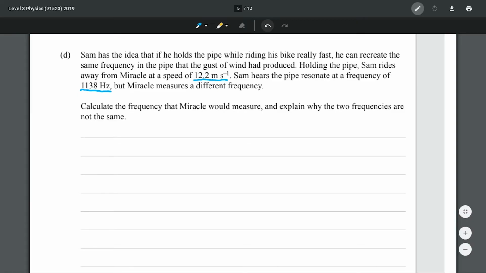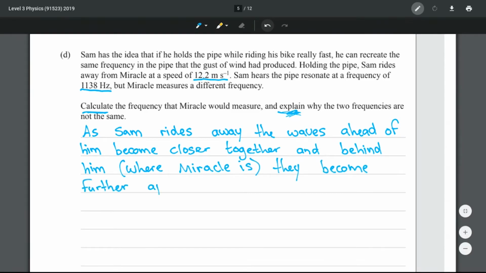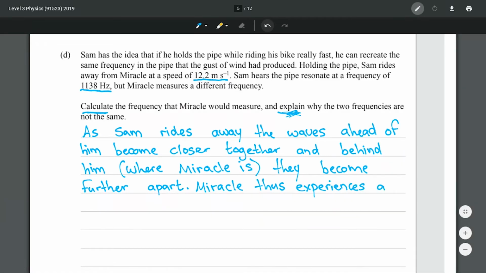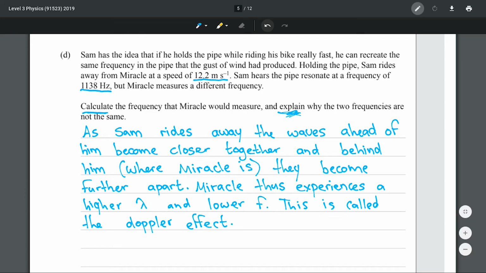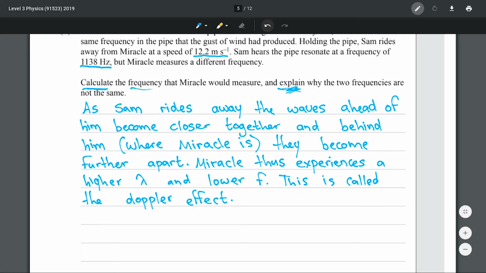And so if you haven't already cottoned on, this is a Doppler effect question. And so kind of like the previous question, I'm going to flip this around and I'm first going to explain and then I'm going to calculate, just so I don't forget this part really. As Sam rides away, the waves ahead of him become closer together, and behind him, where Miracle is, they become further apart. Miracle thus experiences a higher wavelength and lower frequency. This is called the Doppler effect. Having got that out of the way, let's now calculate the exact frequency.